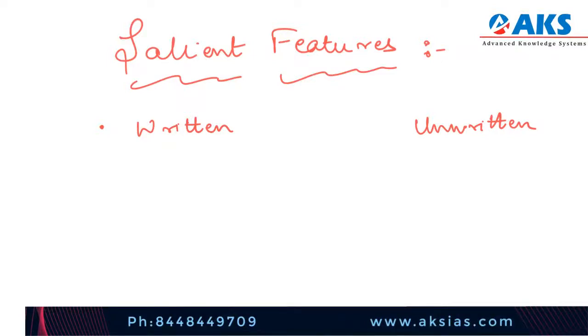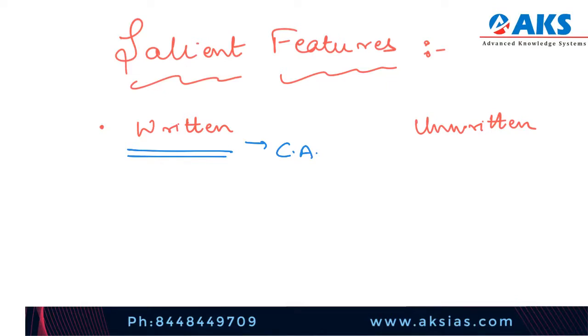In this video, we will be discussing the salient features of India's constitution. Number 1, India's constitution is called a written constitution. What do you mean by written constitution? By stating that India's constitution is a written constitution, we mean that it has been specifically drafted by the Constituent Assembly, which we have already discussed.